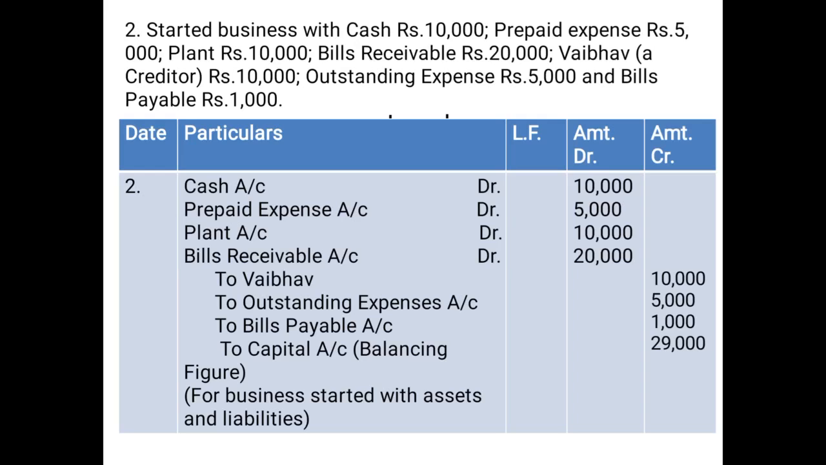Now after debiting all the assets, the total of assets is coming to 45,000. But after crediting all the liabilities the total is coming to 16,000. That means there is a deficiency of 29,000 in the credit aspect. So this balancing figure of 29,000, that is the deficient amount, will be credited to capital account, and the narration can again be for business started with assets and liabilities.